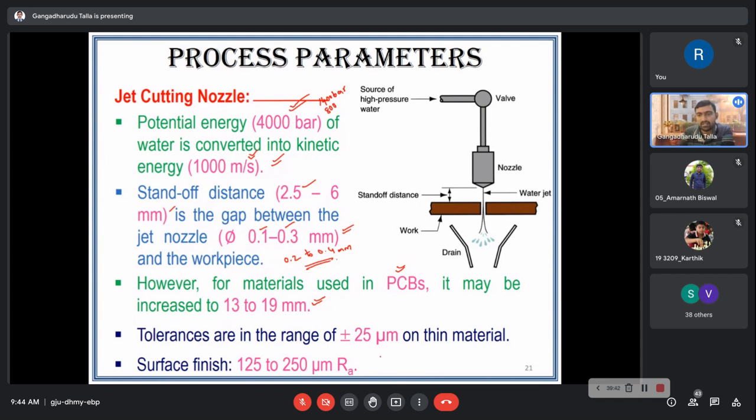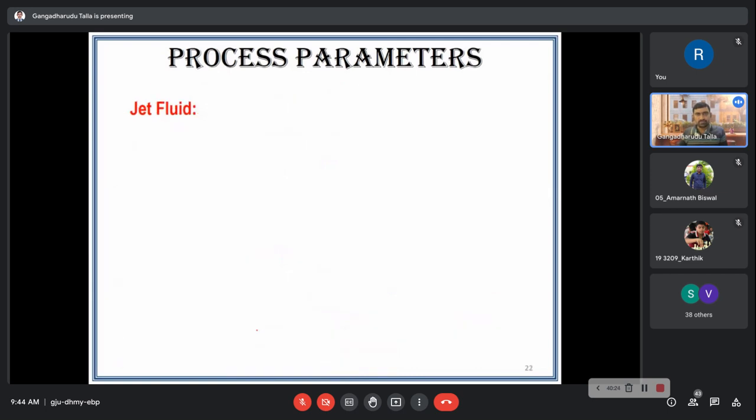Now tolerances are in the range of plus or minus 25 micron on thin material. Say your requirement is to cut a slot 2 mm in width. The tolerance range is about plus or minus 25 micron in case of water jet machining. Surface finish is about 125 to 250 micrometer. So these are the typical ranges for various process parameters.